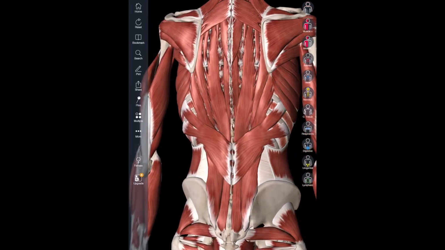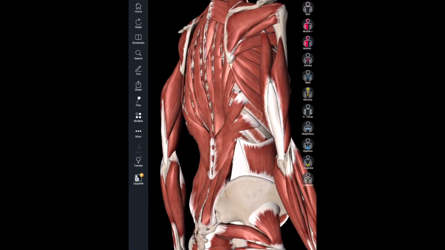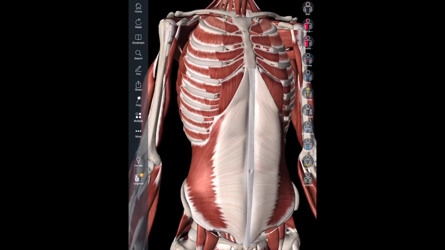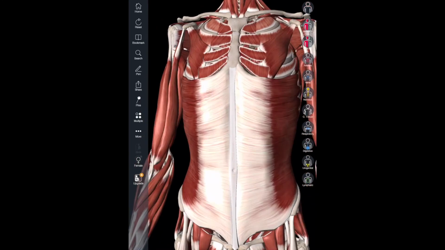If somebody has weak abdominals and they need to do some lifting, what do they do? They put on a lumbar belt that supports their low back. If their abdominals were not weak, they would not need to put on a lumbar belt. All right, so where are we here? External obliques. So, attachments on the external obliques.